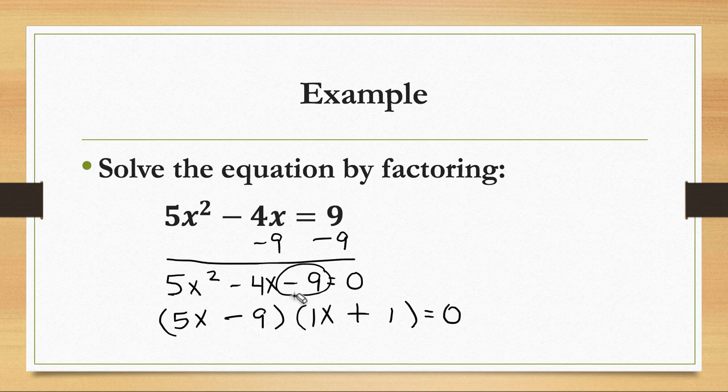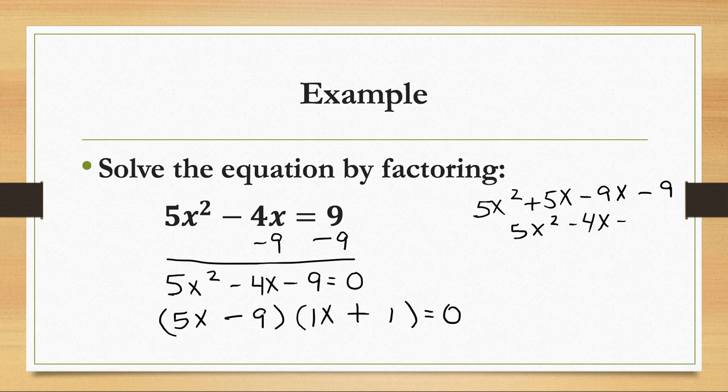All right, remember that your check is by doing FOIL method very quickly to make sure that you have it set up right. So first times first, 5x squared. Outside is going to be a positive 5x. Inside is going to be a negative 9x. And last is going to be negative 9. We'll combine our middle terms and check and make sure that it's what we had before when we had it set equal to 0, which it is. So now we know that we have it factored correctly.